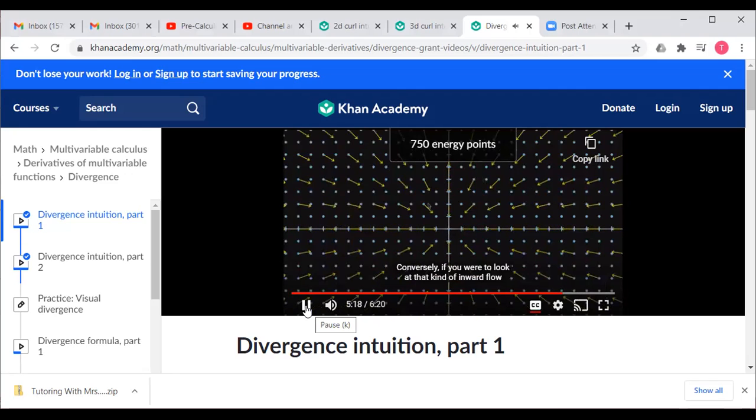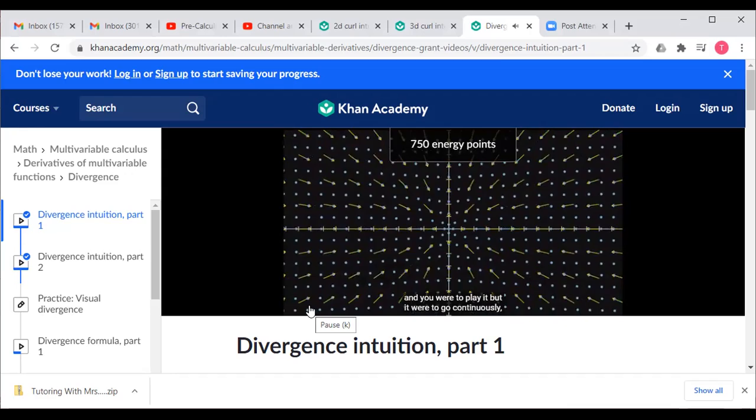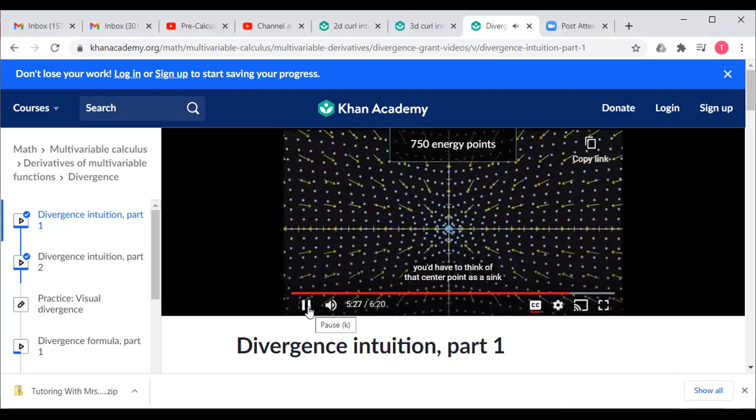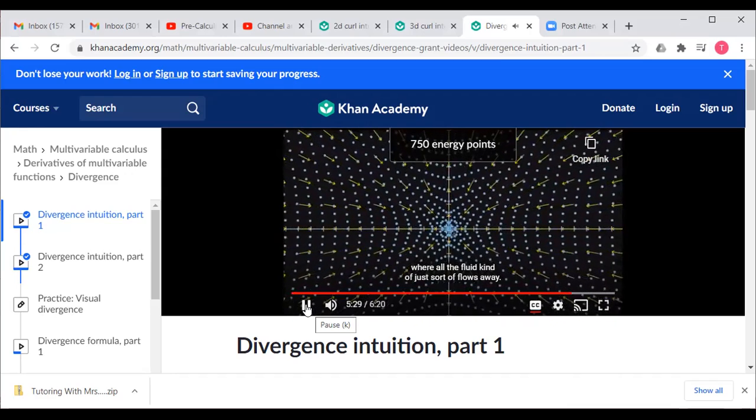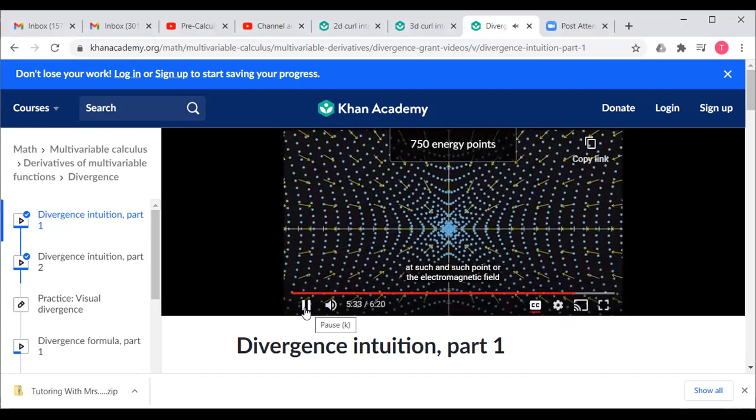And conversely, if you were to look at that inward flow, or what you might call a negative divergence example, and you were to play it continuously, you'd have to think of that center point as a sink, where all the fluid just flows away. And that's actually a technical term. People will say the vector field has a sink at such and such point, or the electromagnetic field has a sink at such and such point. And that often has a certain significance.